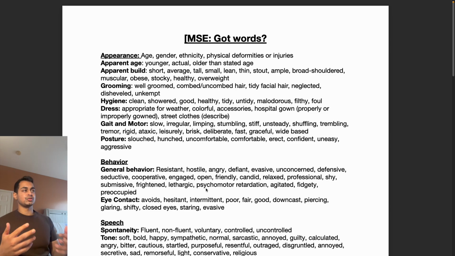Many students get nervous about this. I also had trouble the first couple times doing this because I wanted to make sure I included all the right pertinent information and also understanding what each of these meant and why we were writing what we were writing. So this is the MSE.